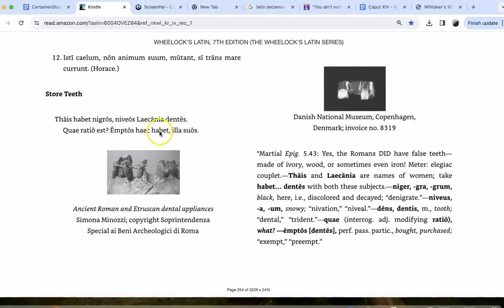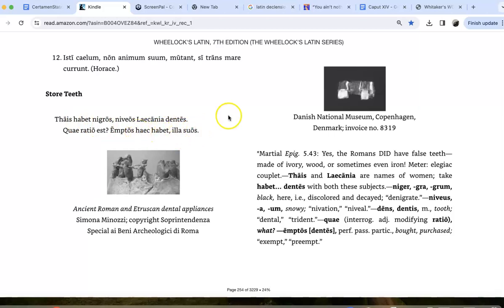So what they're saying here is that the reason that Thais has black teeth is she has her original teeth. And even today, if you don't go to the dentist and get dental work, you probably have maybe not black teeth, but certainly crooked teeth. And so that's the humor here, but trying to sort out, you got to use a little bit of logic to figure out what the reference is to. So why does Lacania have white teeth? Well, she bought them. They're fake. Why does Thais have black teeth or decayed teeth? Well, she has her original teeth.